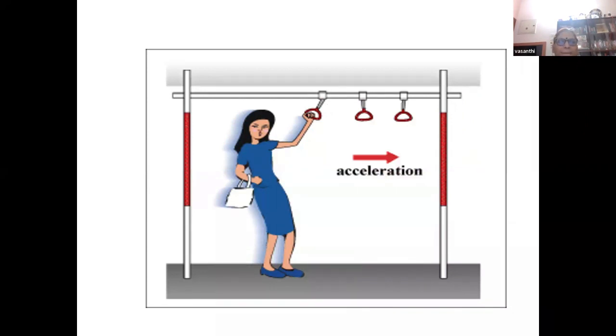So what is this? Inertia of coin. Inertia of system. Inertia of rest. So the moving bus, or whatever vehicle she's traveling in, comes to rest. Brakes are applied. So when brakes are applied, we tend to move in the backward direction, isn't it?